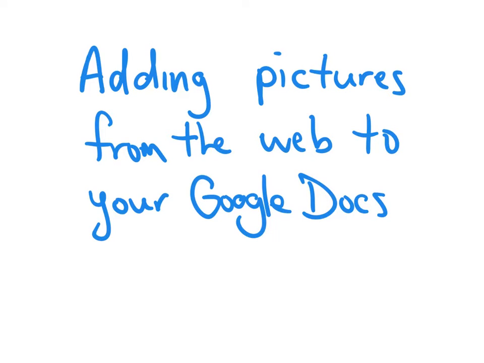So I wanted to briefly talk about adding pictures from the web to your Google Docs. The reason being, you can right click on the picture, copy it, and then paste it right into the Google Doc. But if you do that, it's not editable. The better way to do it is to actually go through the drawing tool like we did before. So what I'm going to do is show you how I would add a picture from the web of a carbon atom or a Bohr model of a carbon atom to this document.